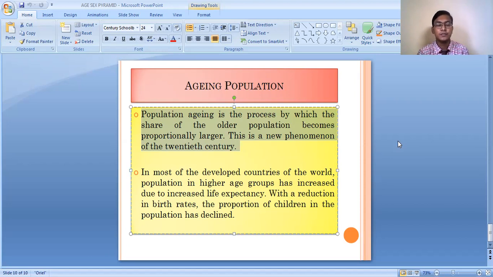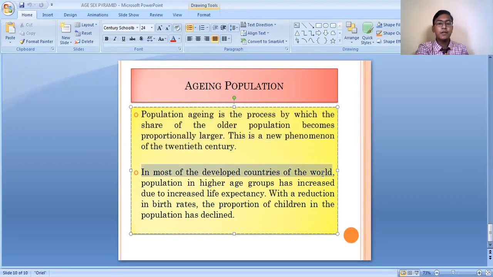Like in the case of India, the growth rate and the birth rate are now very high, so more people are in the lower age groups. After 50 or 60 or 70 years, you will find that the maximum percentage of the population will be in the higher age group, 60 years and above. So at that time, the population of India will also be aging. It will be becoming old.